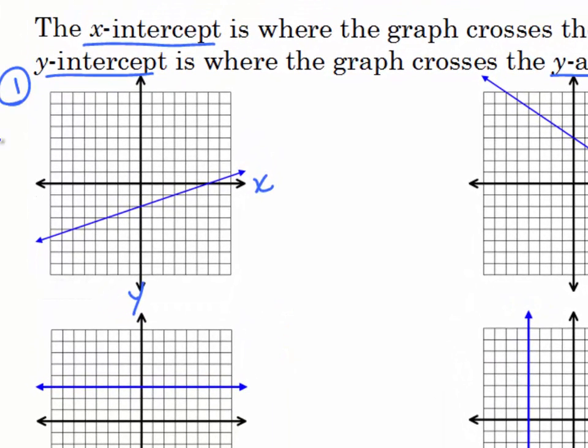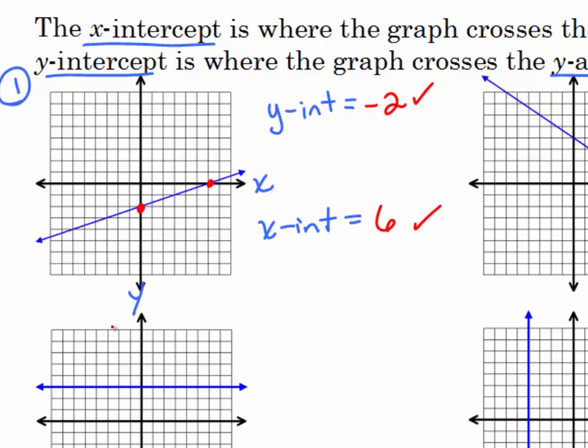In this first graph, let's talk about the y-intercept. That's where it crosses the y-axis. That looks to be about -2. The x-intercept is where it crosses the x-axis. That looks to be about +6. Now, another thing I want to point out is that those are the correct answers.